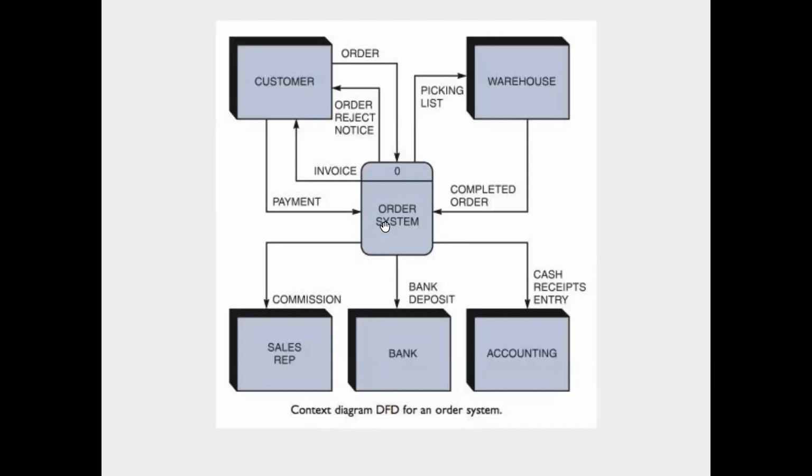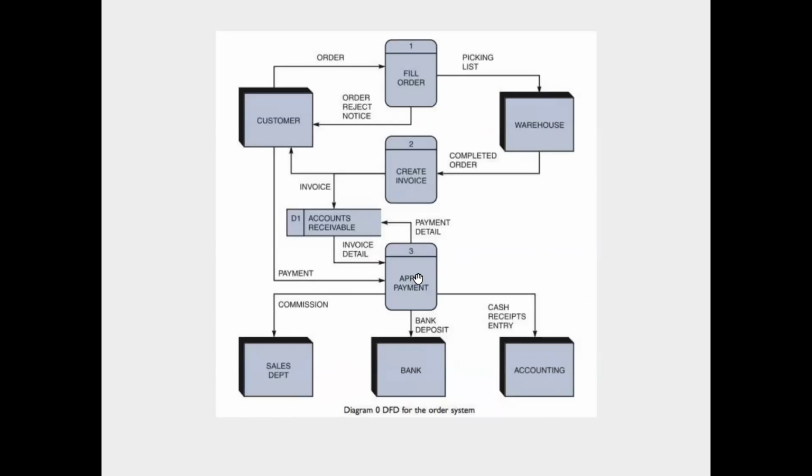Then after the payment, it will be distributed. You get a commission, bank deposit, and the cash receipt entry. So that you can see here as well. Once you apply the payment, you get the commission, bank deposit, and the cash receipt entry. So you can see the input and output, all these are important. One addition is a data store. That means in the detailed version, we can represent where we put our data as well. So in this particular case, we are going to keep it in a place where we have accounts receivable. So payment details are recorded and the invoice details you will get.